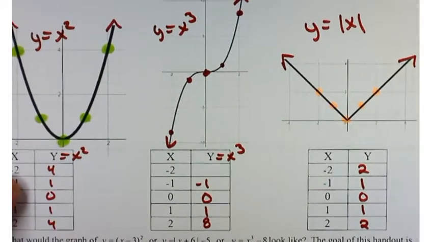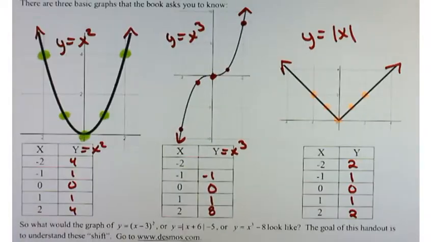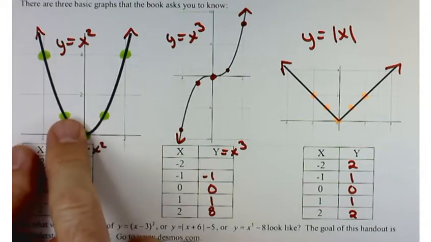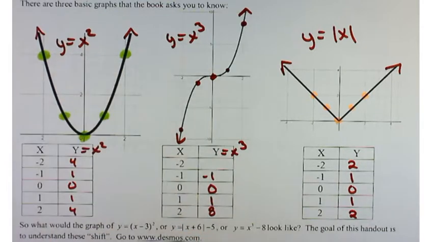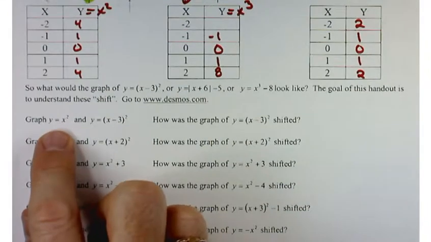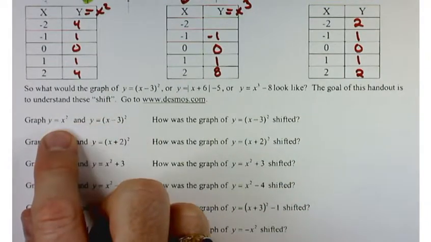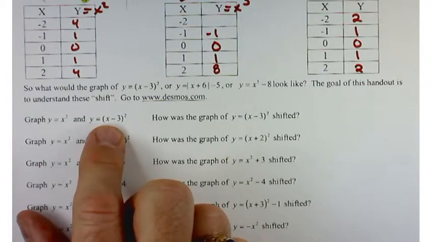So there you go. 3 basic shapes, 3 basic graphs that I would expect you to know. But here's the thing. A lot of times you're going to get functions that are similar to this, but not exactly this. And it's a good skill to be able to look at the function and know what its graph looks like. So this is where we're going to use Desmos. Let's start by graphing both of these. Y equals x squared and y equals (x minus 3) squared.